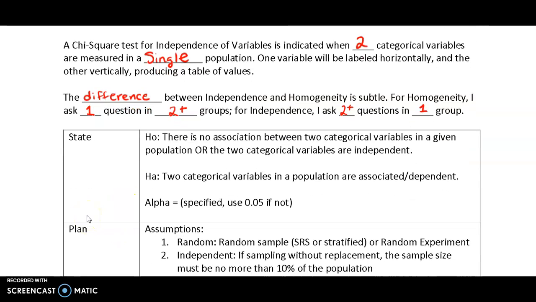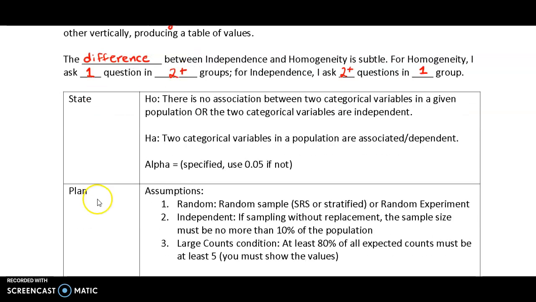So in our state here, we are going to assume that the two categorical variables are independent. We believe they have no relationship towards one another, but we are testing that they are associated or that they are dependent. Our assumptions have not changed.